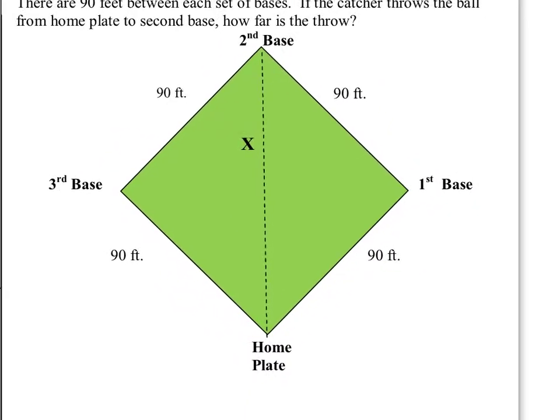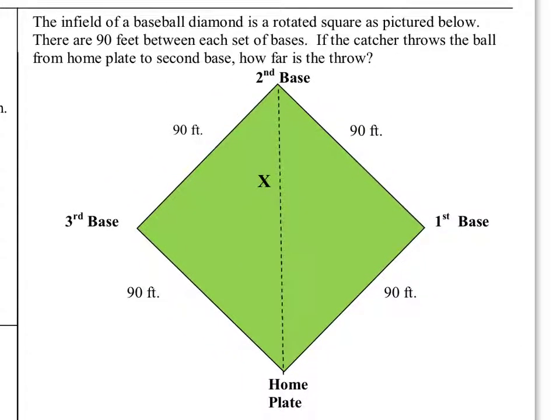One last problem. For all you baseball fans out there, the infield of a baseball diamond is a rotated square, as pictured below. There are 90 feet between each set of bases. If the catcher throws the ball from home plate to second base, how far is the throw? So it looks like the dotted line is what we're trying to find out. What triangle can I use? You can use the bases to describe the points of this triangle.